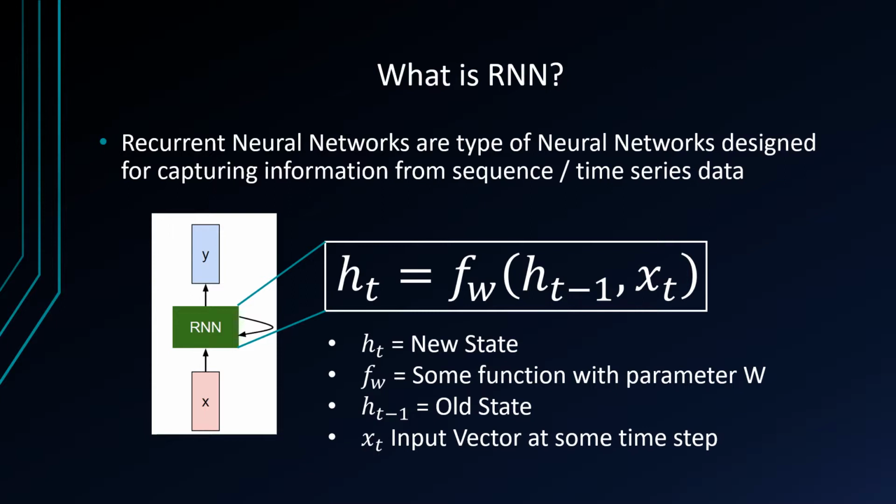This value of state is got using the formula h of t equals f_w with inputs h_{t-1} and x_t, where h of t is the value of the current state, f_w is some function with parameter weights, h_{t-1} is the previous state, and x_t is the input vector at some time.